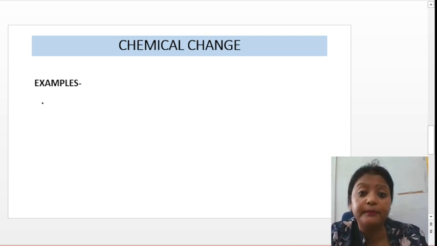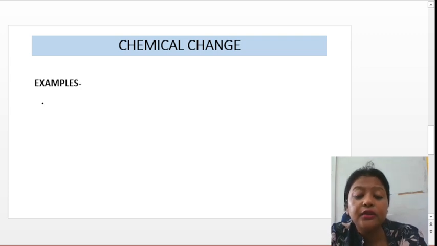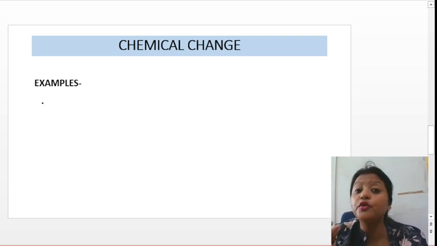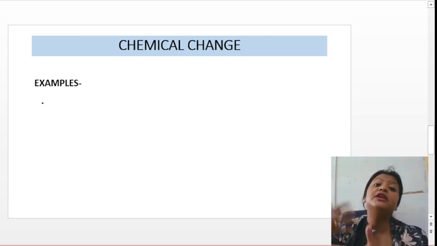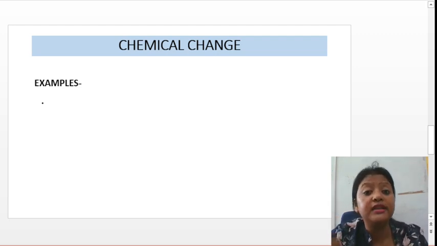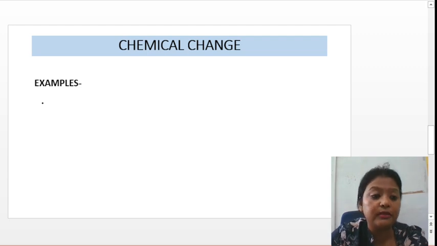Then when you burn paper, ashes form. You can see carbon is released out here. Okay, so it forms a different smoke, fumes are released. So what I told you, in chemical change, the property completely changes. Okay, there might be release of gas, there might be energy released. So these types of reactions come under chemical change. Okay, these are all examples of chemical change.